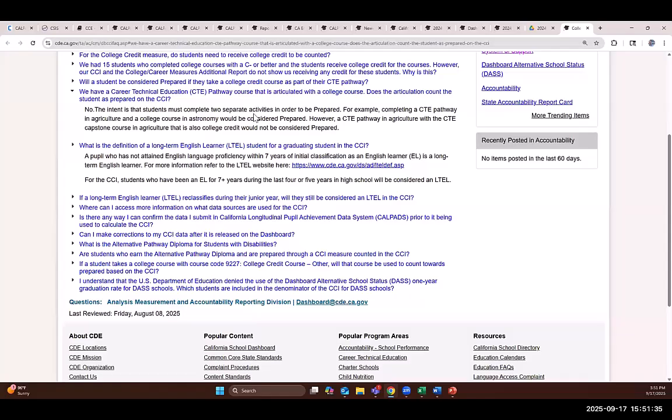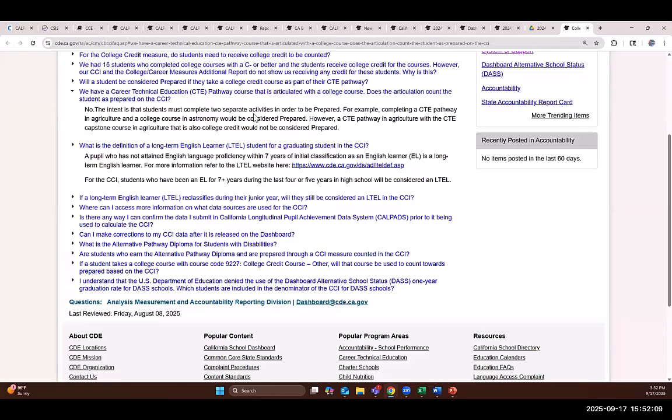Or if it's a college course. And for college courses, please note that the state board did something to where you can report the other college course code, but it won't get calculated for CCI. And I don't remember when that goes into effect.